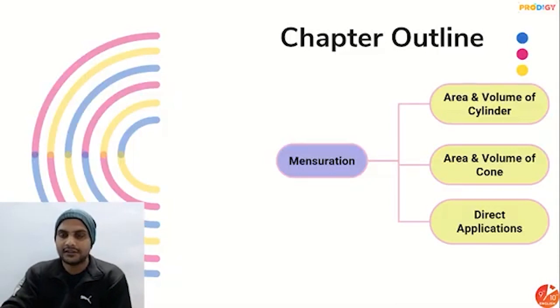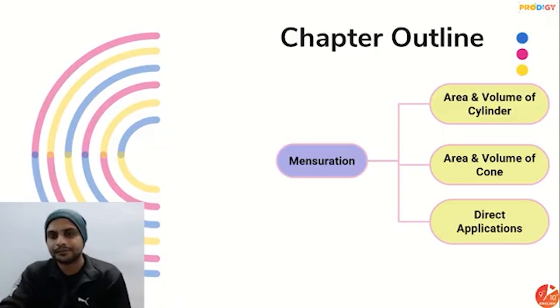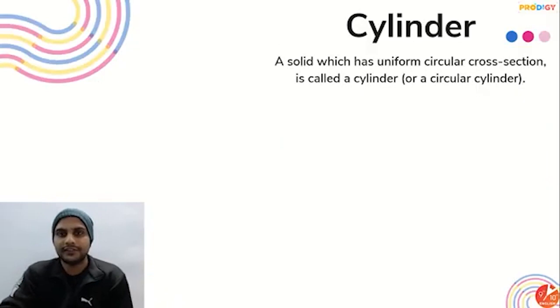We'll be starting the class. So in this particular chapter, we have to learn area and volume of a cylinder, then area and volume of a cone. Area means surface area, curved surface area, and total surface area, and then we have some direct applications as well. All right, so first thing, let's talk about cylinder.